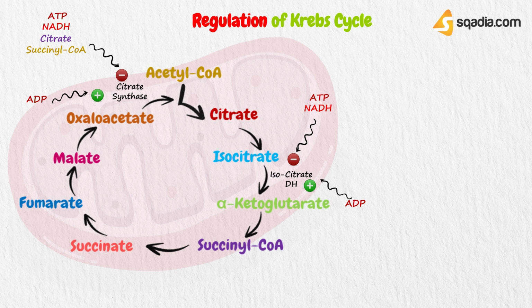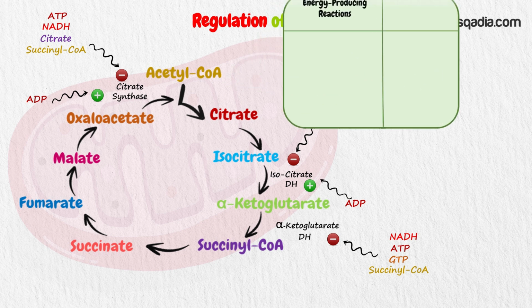When alpha-ketoglutarate is converted to succinyl CoA, an enzyme called alpha-ketoglutarate dehydrogenase is involved. Its inhibitors are NADH, ATP, GTP, and succinyl coenzyme A. Now let's solve a few questions together.